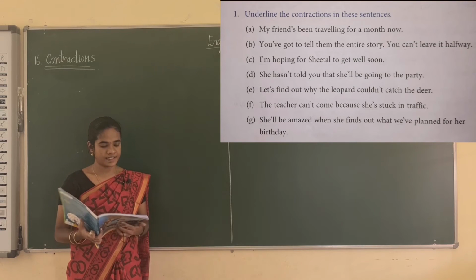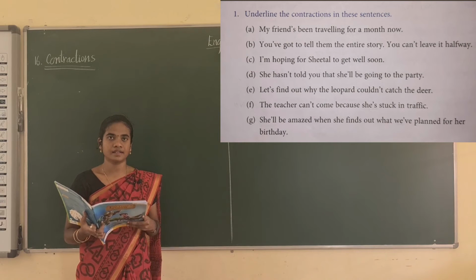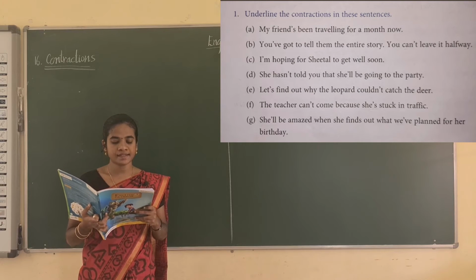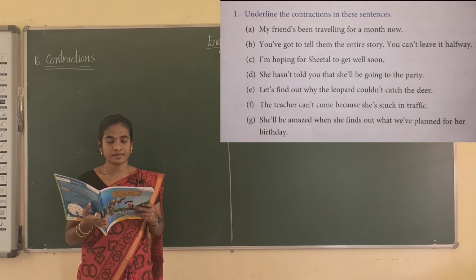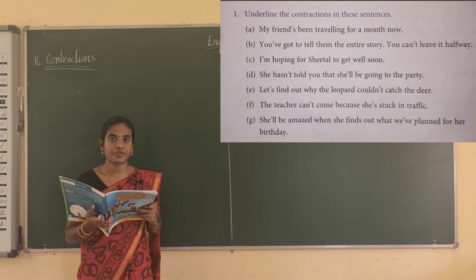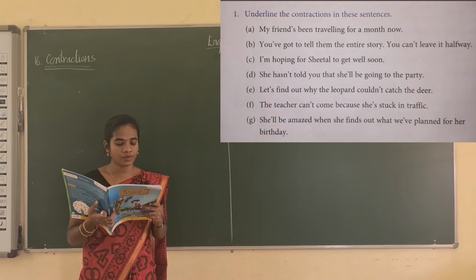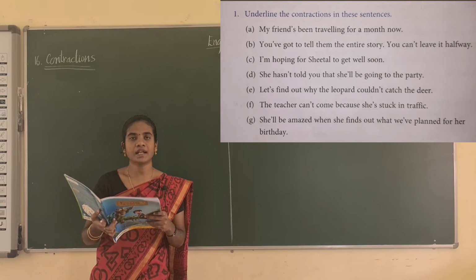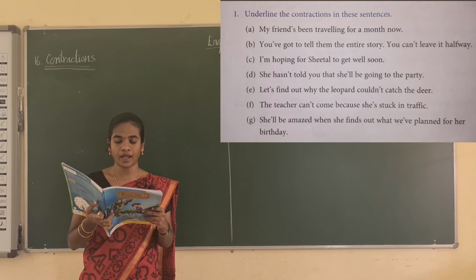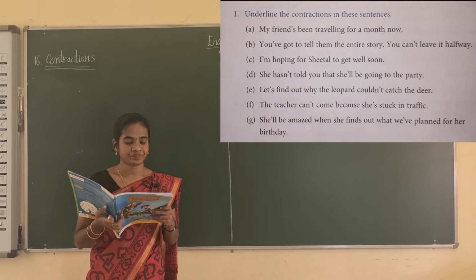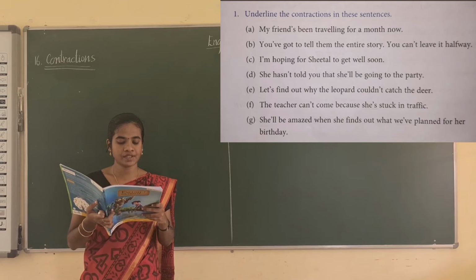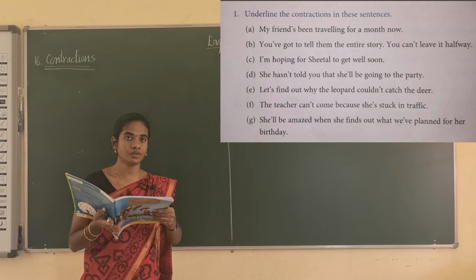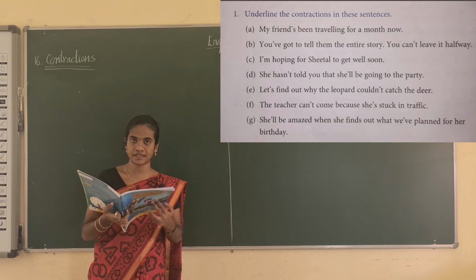Now see the first exercise. Underline the contractions in the sentence. In these sentences you have to underline the contractions. First one, A: My friend's been traveling for a month now. So here the contraction is friend's. See the next one: You've got to tell them the entire story. You can't leave it halfway. Here what are the contraction words? That is you've and can't. Underline these two words. C: I'm hoping for Seetal to get well soon. So here the contraction is I'm, I am. Okay, and you have to do the remaining ones as homework. D, E, F, G as homework for you.